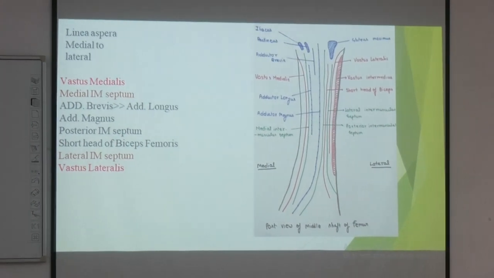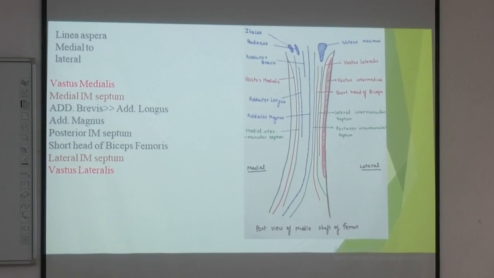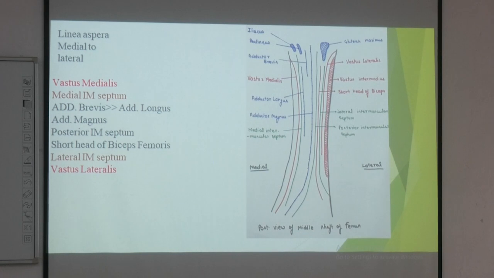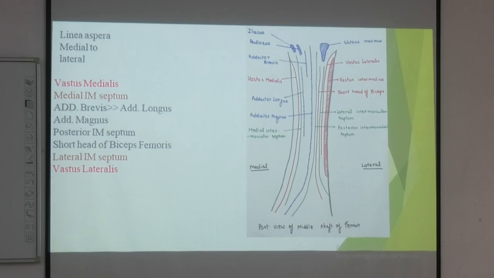Now this particular linea aspera, as you have mentioned here, has muscles attached to it. We mentioned the muscles attached to the linea aspera from medial to lateral. So we have to know the name of the muscle most medially attached and the one most laterally attached on the linea aspera. The muscle most medially attached is vastus medialis, and on the lateral side we have vastus lateralis.